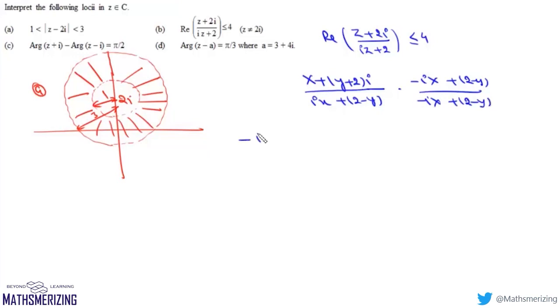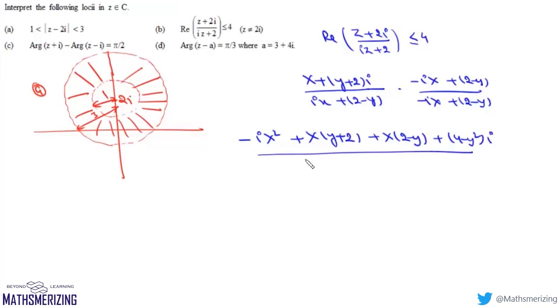We'll get minus iota x square and then plus x into y plus 2 plus x into 2 minus y plus 4 minus y square iota upon x square plus 2 minus y whole square. Now we need its real part. Its real part will be 4x upon x square plus y square plus 4 minus 4y. It is less than or equal to 4. We'll cancel this 4 with 4.